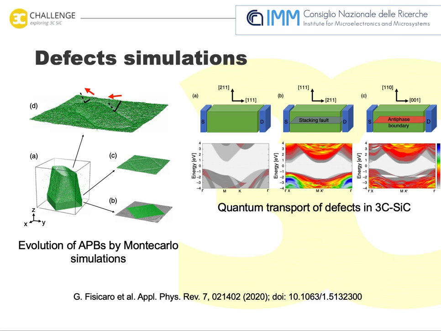Several simulation tools have been developed inside the project. One of the most interesting tools is a new Monte Carlo code that gives the possibility to simulate the evolution of defects inside the 3C silicon carbide during the growth. On the left, we can see a result of this simulation code where the evolution of an antiphase boundary is reported. On the right side, instead, the quantum transport of the main defects in 3C silicon carbide has been simulated. Using these tools, it is possible also to simulate the interaction of different defects.